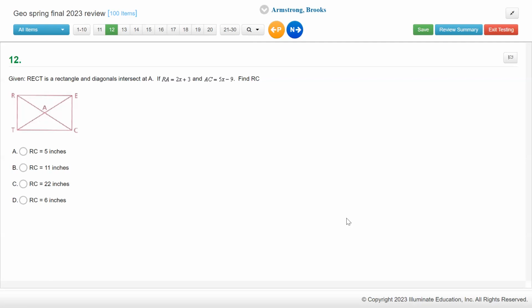So let's just put it in RA. So put that value of 4 back into RA for me, please. 4 plus 3 is 11. Now RA is only half of RC. Do you see how it says find RC going all the way down the diagonal? Yes. You have to double that answer you just found. So it would be 22.